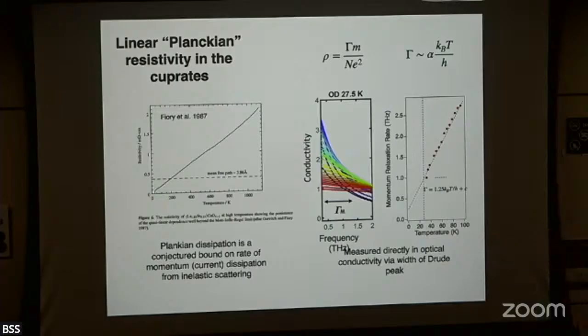Good. I guess almost an identical question: are you able to do these fits above the MIR limit? So this data here goes up to 100 Kelvin. But yeah, you would not find anything particularly anomalous about it if this is all you had.